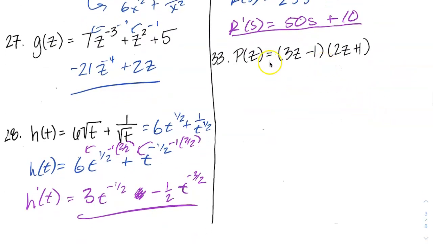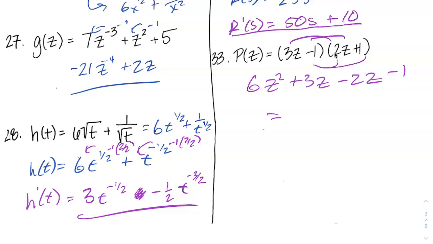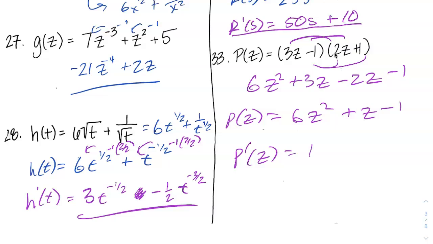Same thing right here. Again, we haven't learned anything special yet, so all we know is the power rule. So using only the power rule, we have to distribute this first. So 6z squared plus 3z minus 2z minus 1. Combine like terms: 6z squared plus z minus 1. Again, that's normal. Now take a derivative, and we get 12z plus 1. Bring the 2 down, subtract 1 off. Right here, the coefficient of z is just 1. And then again, the constant goes away.